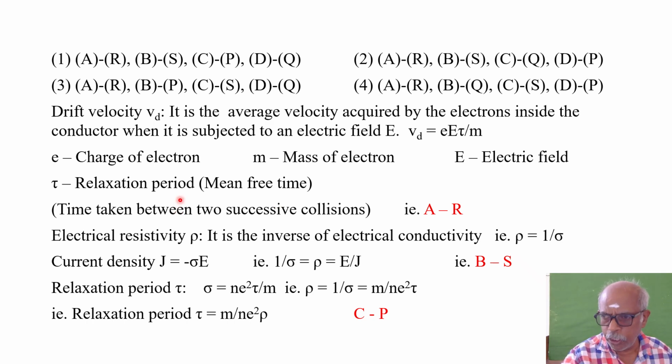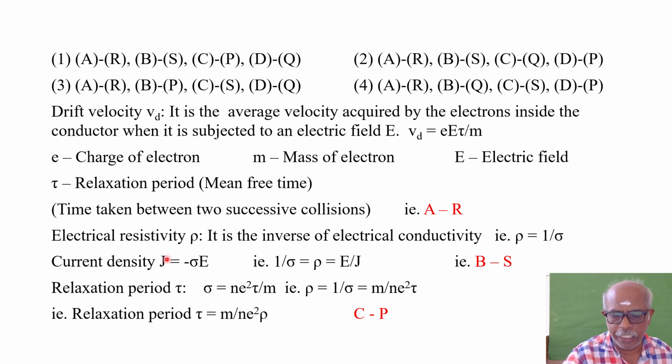In most of our textbooks, it is not given as relaxation period, but mean free time. Both are one and the same. It means the time taken between 2 successive collisions. Between 2 successive collisions, the electron is traveling freely in space. So the time taken between the 2 successive collisions is the relaxation period. So A to R. A is associated with R.